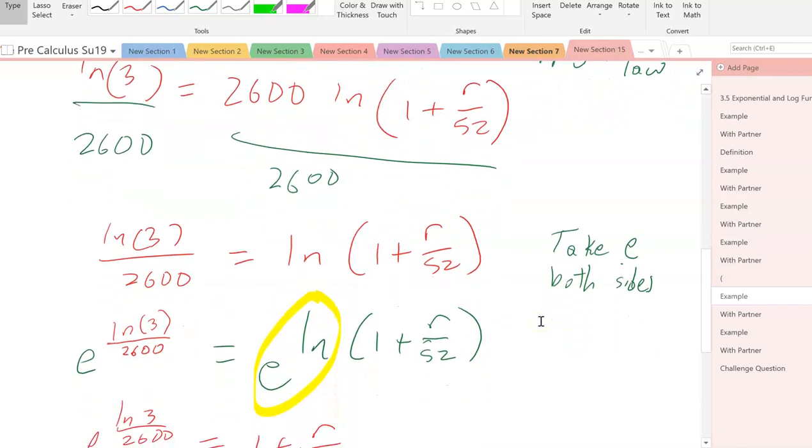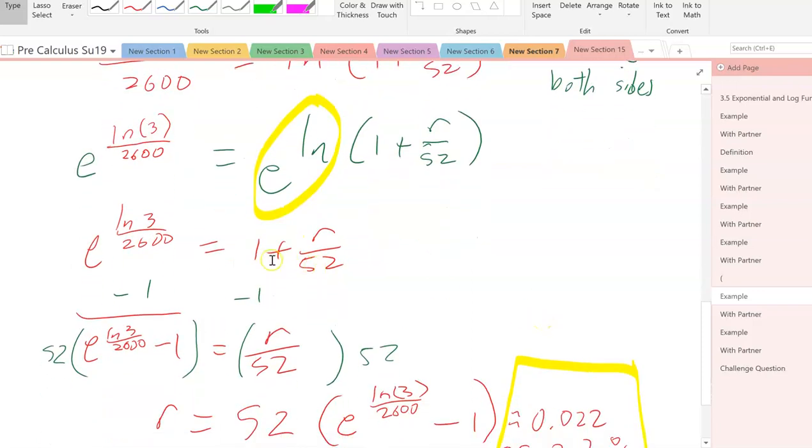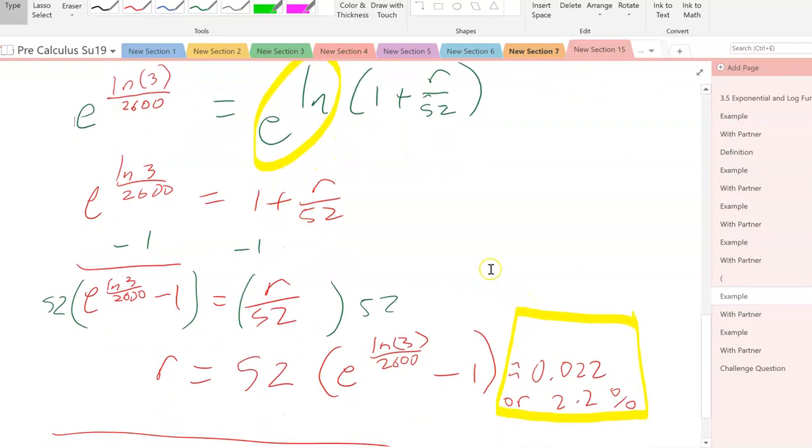We want to get to r, but there's an ln in the way, so we have to apply an e. We apply e to both sides, so we have e to the ln of 3 over 2600 is equal to e to the ln of 1 plus r over 52. Because e and ln are inverses, they cancel out. So we have e to the ln of 3 over 2600 is equal to 1 plus r over 52. If we subtract 1 from both sides and then multiply by 52, we have r is equal to 52 times e to the ln of 3 over 2600 minus 1.